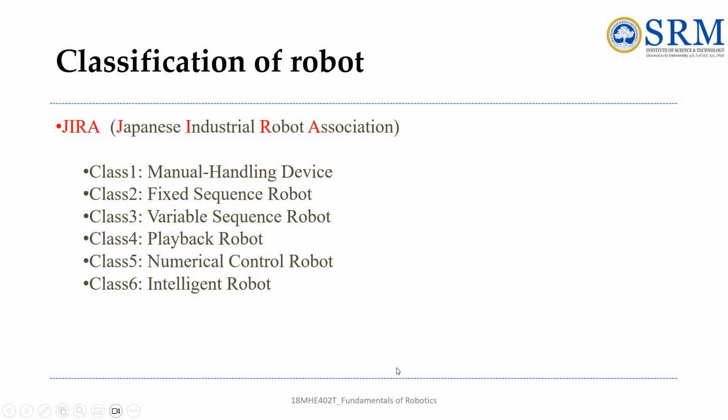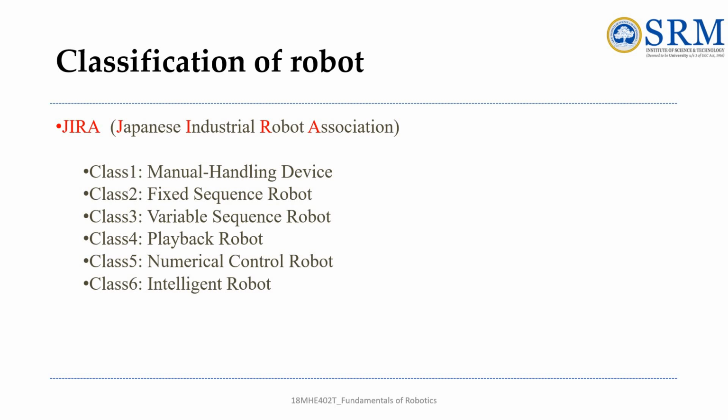And next, class 2 is fixed sequence robot. These robots follow a predetermined and fixed sequence of actions. And next, class 3 is variable sequence robot. These robots can adapt and change their sequence of actions based on the situation. And class 4 is playback robot. Robots in this class can record and then replay a series of movements or actions. Class 5 is numerical control robot. These robots are controlled using numerical commands, making them more precise and programmable.